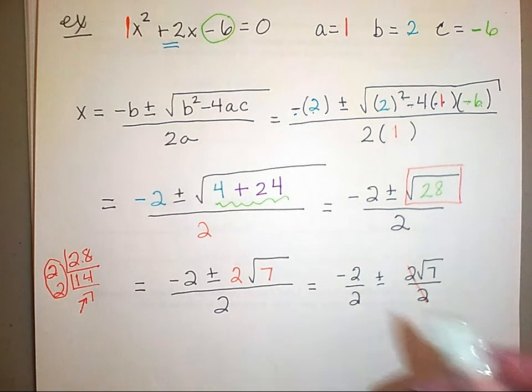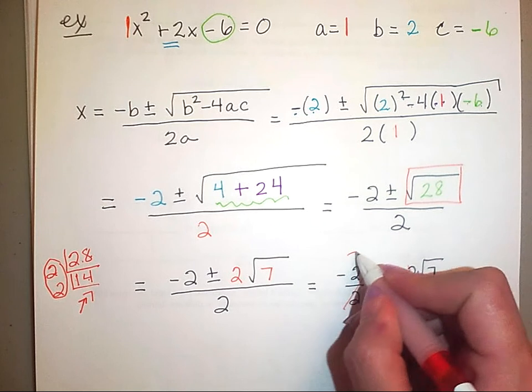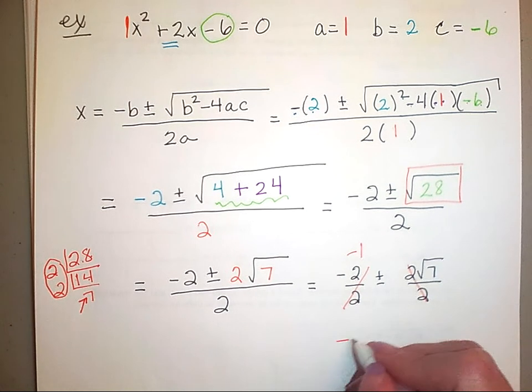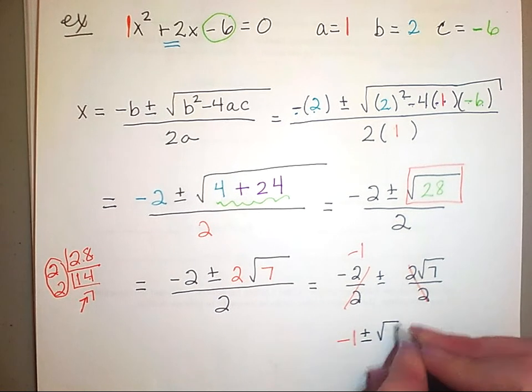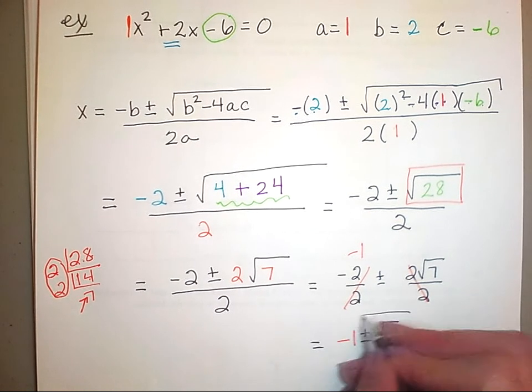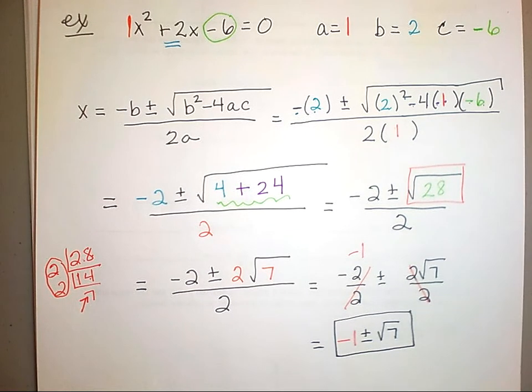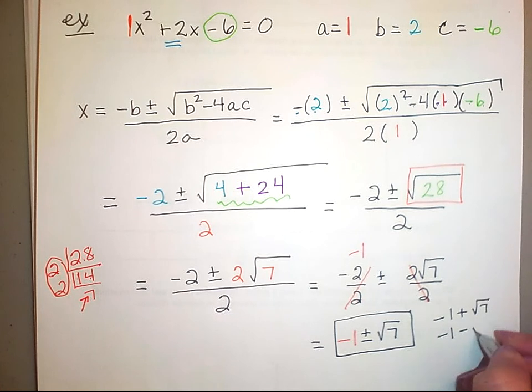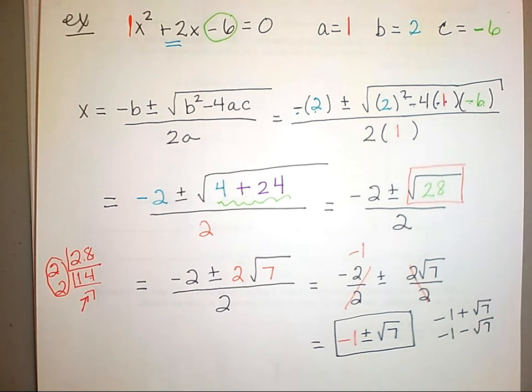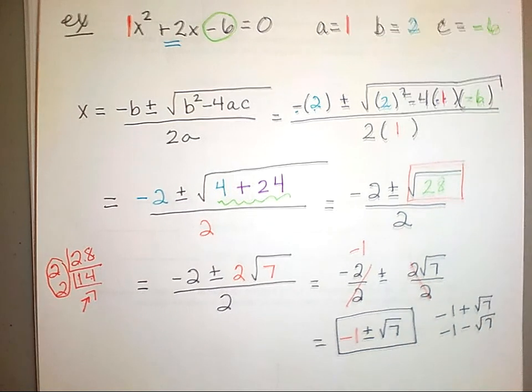Here, the 2's will cancel, and 2 goes into negative 2 negative 1 times, so our answer is negative 1 plus or minus root 7. So we have 2 solutions, and they are irrational. It's the negative 1 plus root 7, and the negative 1 minus root 7. These are irrational numbers. Okay, let's try another one.